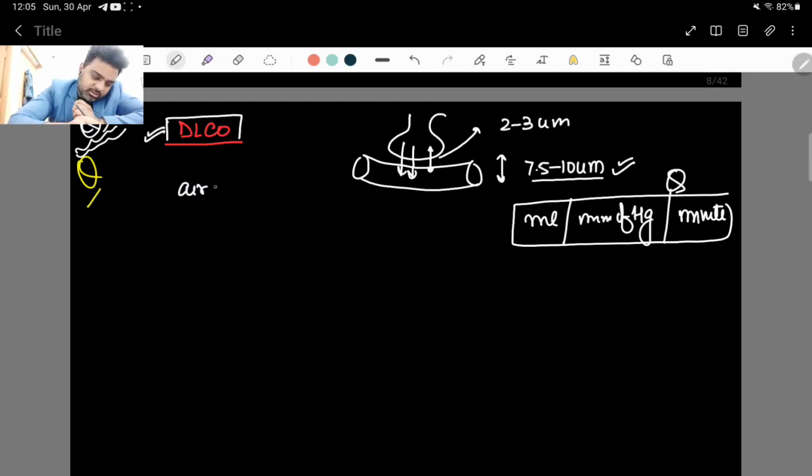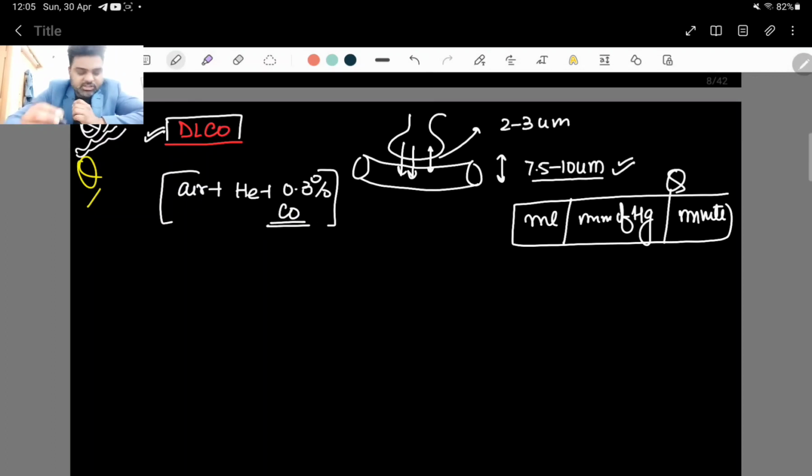So how do we perform DLCO? We take air plus helium plus 0.3% carbon monoxide. Please remember, carbon monoxide is a very dangerous gas, but this concentration is not harmful. Therefore, this is taken. Why is carbon monoxide taken? Because it is highly soluble in plasma, it has a very high affinity for hemoglobin, and its concentration can be easily measured.